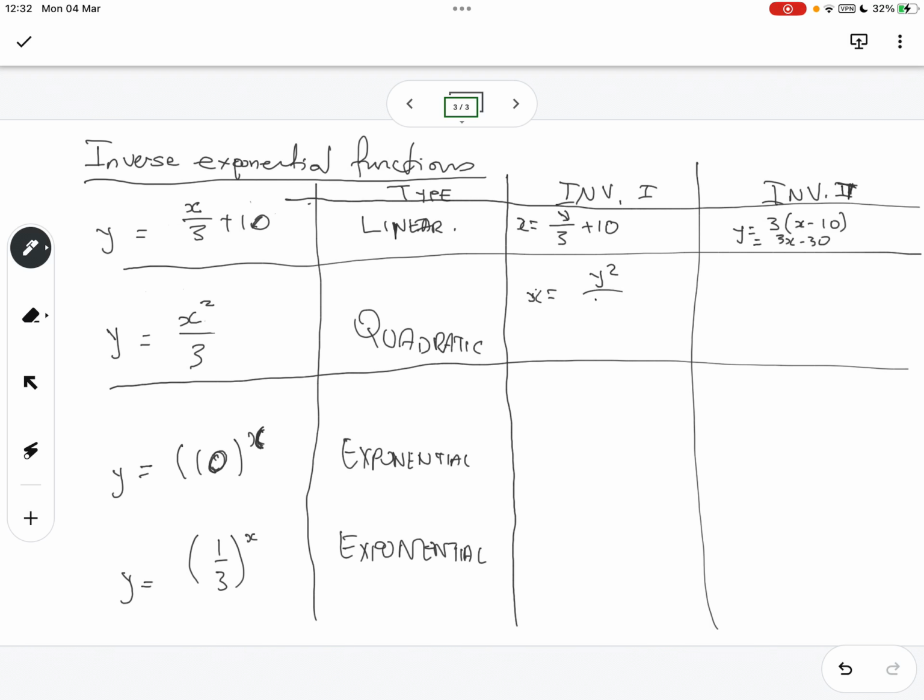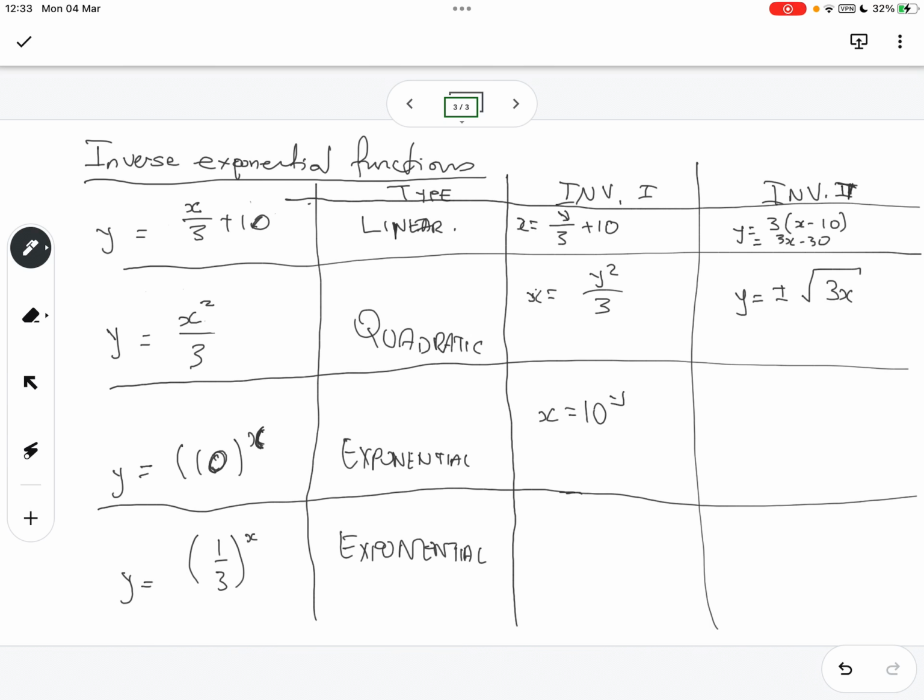Something like that, okay? And then for the quadratic, it's going to be x equals y squared over 3. Then when we make y the subject of the formula, you multiply by 3, so it's 3x equals y squared. We take plus or minus the root of 3x. Like that. Alright.